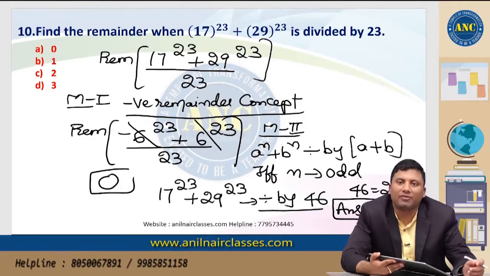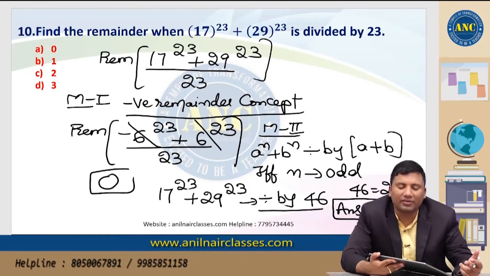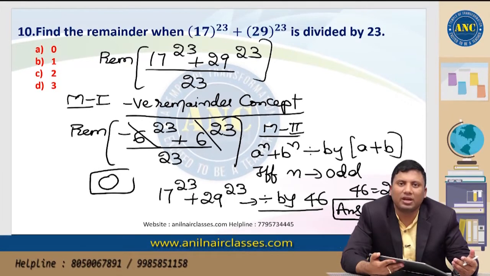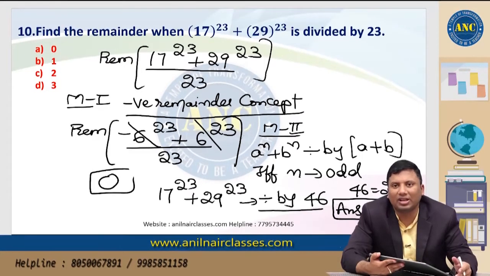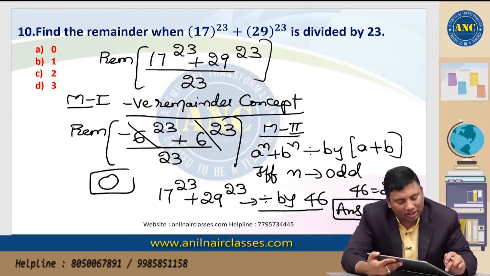Again I am explaining. First method, by using the negative remainder concept: 23 ones are 23. Minus 6 power 23 plus 6 power 23 will get cancelled. So the answer is 0. Second case, a power n plus b power n is always divisible by a plus b if n is an odd number. 23 is an odd number. 17 power 23 plus 29 power 23 is always divisible by 46. Any number divisible by 46 is also divisible by 23. I hope the 10th question is clear.